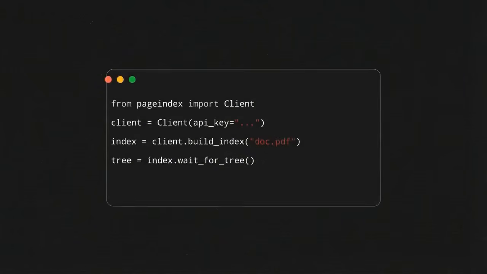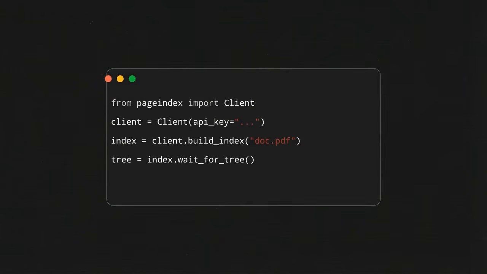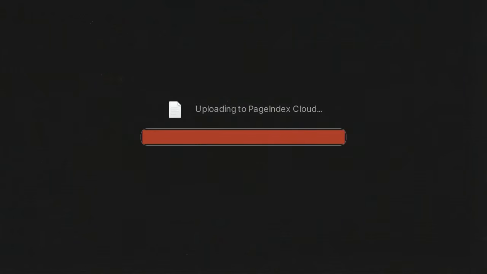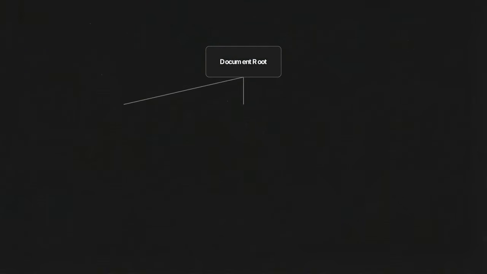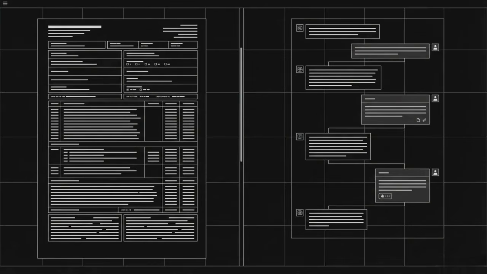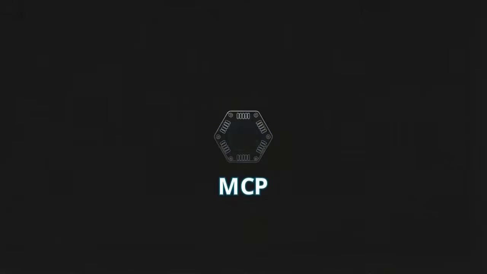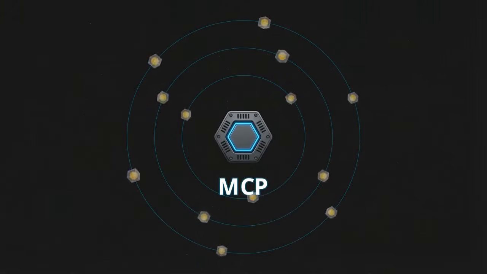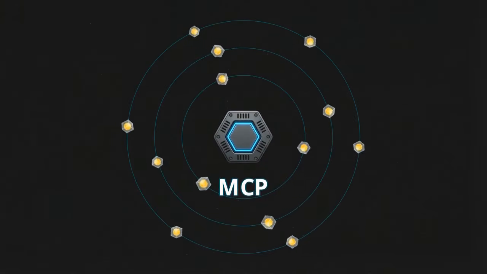Developers can implement this through a standard Python or JavaScript SDK. You simply upload your file to the PageIndex cloud, check the processing status, retrieve the generated tree, and start sending queries. There is also a built-in chat API. It handles real-time streaming, tracks multi-turn conversations, and provides inline citations so you can audit exactly which page generated every part of the answer. But for advanced architectures, PageIndex uses the Model Context Protocol, or MCP.